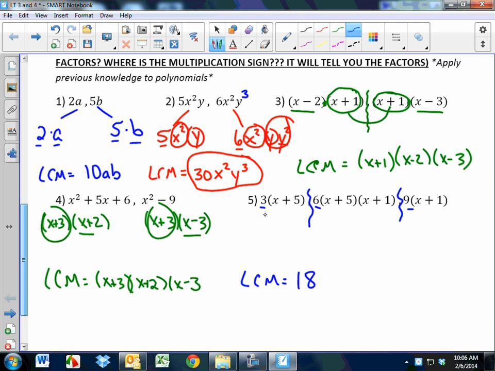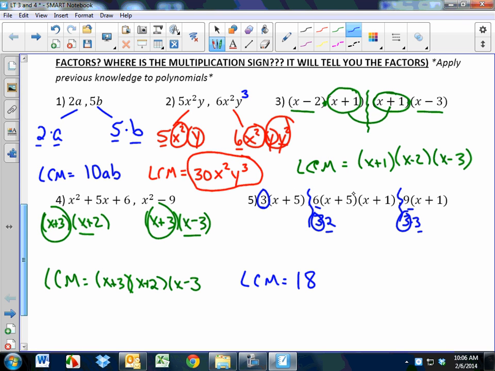For those that need that little strategy that we talked about earlier, think of it this way. 3 and 6, they share a 3. And 9 also has a 3. So when you write this, you might want to take the 6 and write it as 3 times 2, and the 9 is 3 times 3, and know that they all share a 3. But there's still a leftover 2, leftover 3. So shared 3 times 2 times 3 gives you the 18.